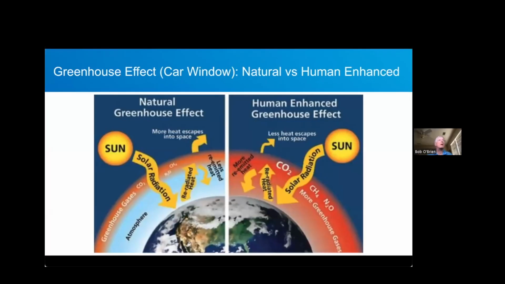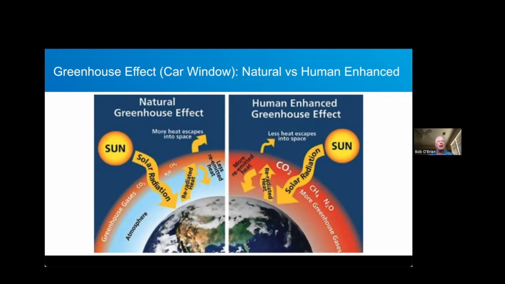Hi, it's Bob O'Brien. So the greenhouse effect, I'm sure you've all heard about it, but there's actually a natural greenhouse effect that we have. The Earth would be an ice ball if we didn't have these greenhouse gases that re-radiate heat that comes in from the sun. In fact, Mars has a greenhouse effect as well. But what's been happening since the beginning of the Industrial Revolution is we've been adding a lot more greenhouse gases, and this is heating up the atmosphere and heating up the Earth.